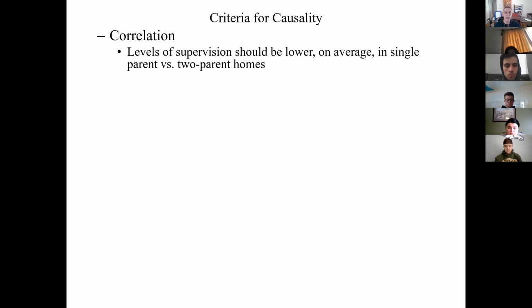However, that does not mean that the parent structure or the level of supervision is what's causing the child to be delinquent. You have to establish that there are other things going on, establish other sources of criteria before you can make that kind of statement.